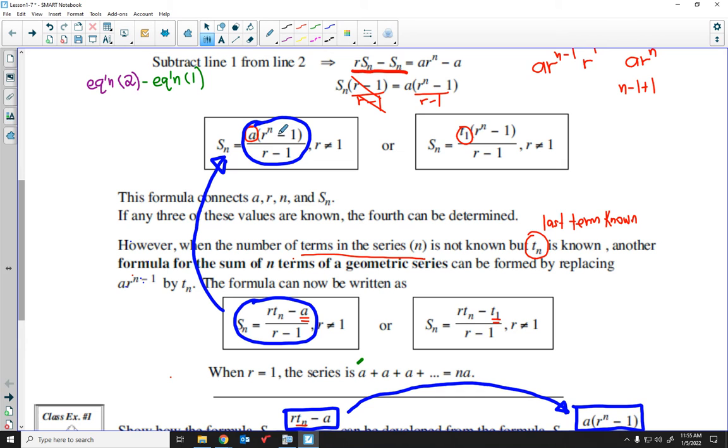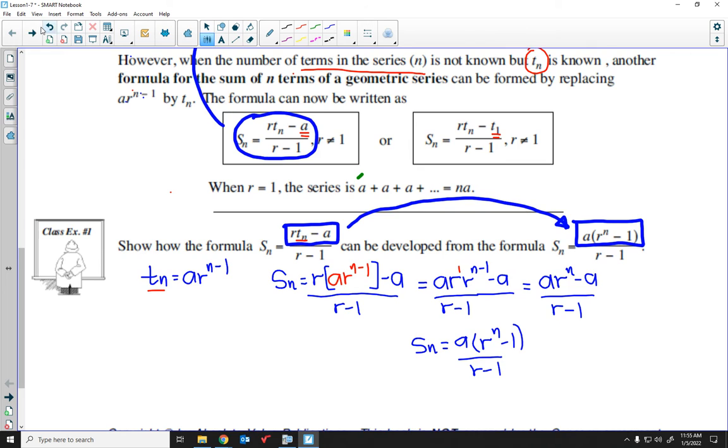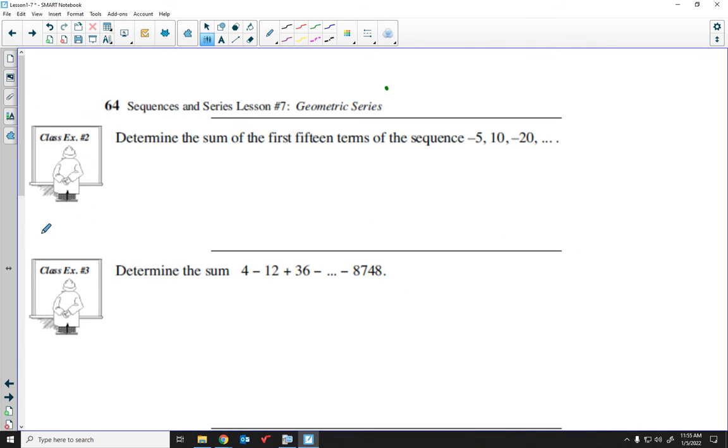The top equation is good if you know the first term, the common ratio, and the number of terms in the series. The second equation is good if you know the common ratio, you know what the first term is, and you know what the last term in this series is, but you don't know how many terms there actually are. So let's look at various examples now where we can make use of these equations.